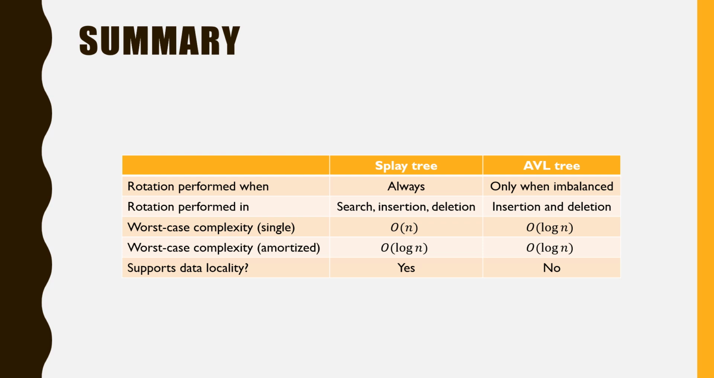However, for a series of O(n) access operations, the splay tree achieves an amortized time complexity of O(log n) for each operation. Finally, the splay tree is particularly effective for local data access, as it moves recently accessed elements closer to the root, optimizing future accesses to those elements.